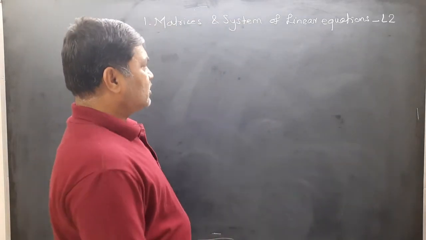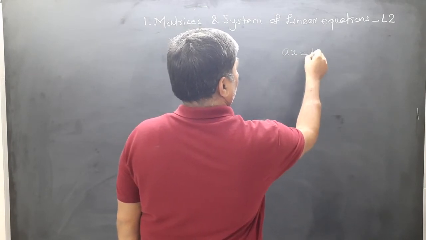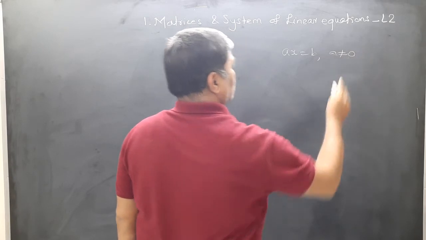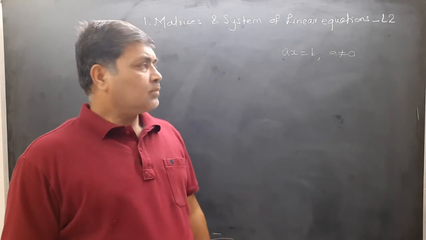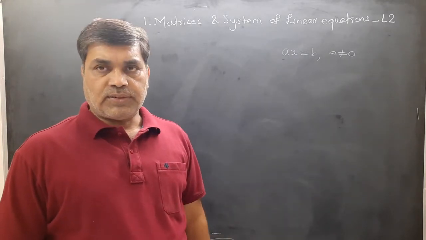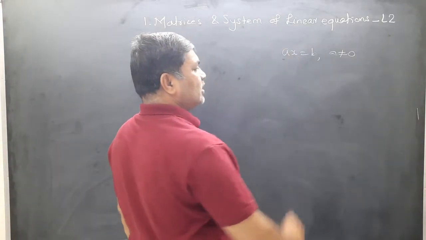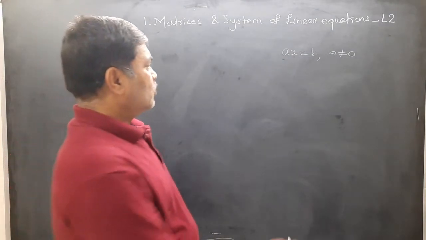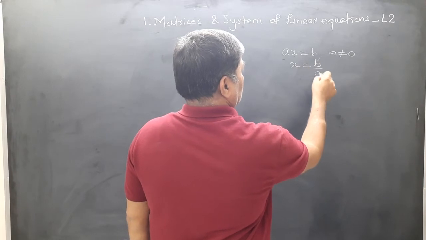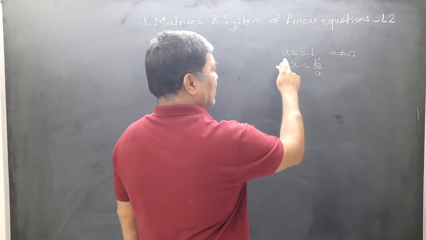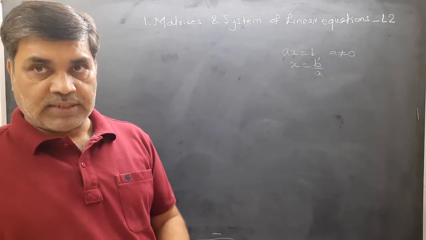For example, if I take just a single equation, ax is equal to b, a not equal to 0, this is an equation in one variable x. a and b are constants. The value of x which satisfies this equation is known as the solution. So x is equal to b by a. If I put x to be b by a, I get a into b by a equal to b. So b by a is the solution of this.